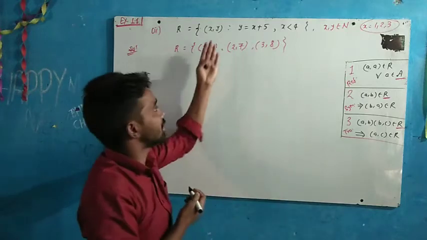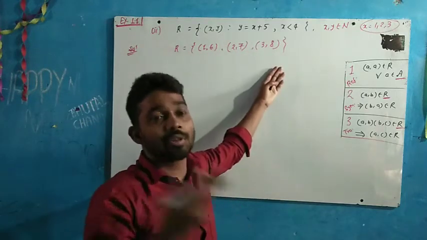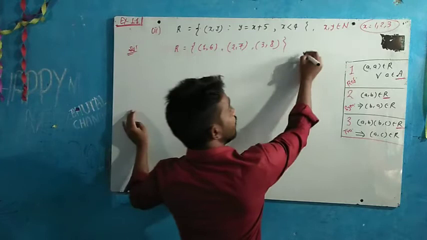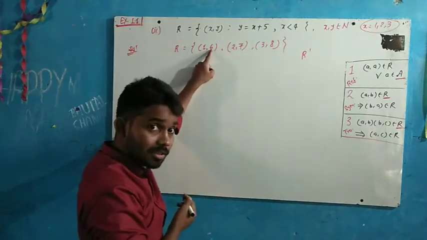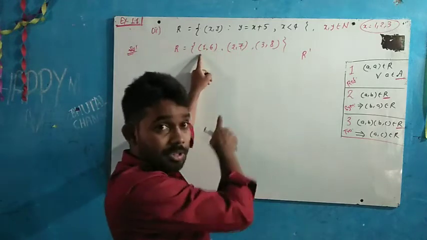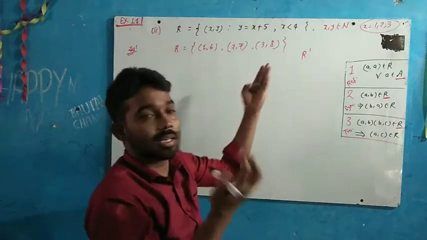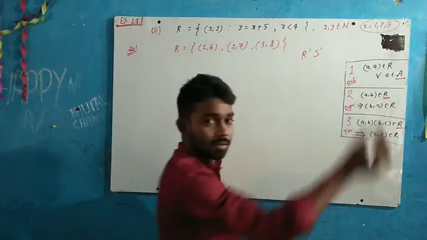Since 1 comma 1 is not present, 2 comma 2 is not present, 3 comma 3 is not present, you can say anyone. Clear? So it is the non-reflexive R. Now symmetry you can check. 1 comma 6 is here. Is 6 comma 1 present? 6 comma 1 is not present, and it is not symmetric also.